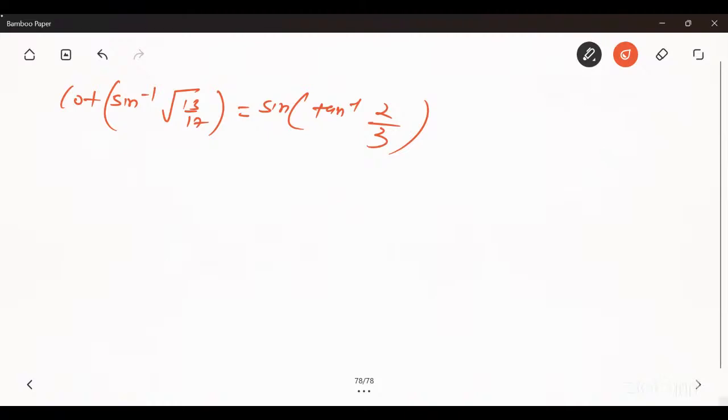So these all are the questions of inverse trigonometric functions. Now in the next class, we will discuss if any other question is left. If no other question is left, I will discuss hyperbolic functions.